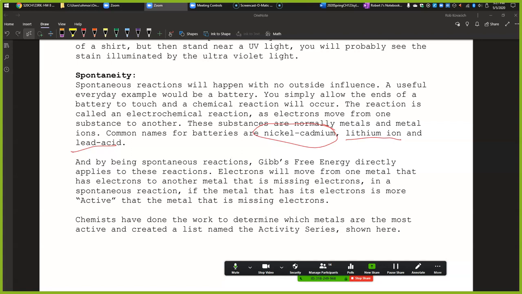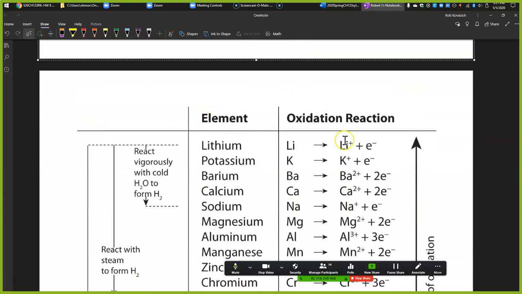So the way that Gibbs free energy is directly translated into batteries is by talking about the activity level of different metals. The activity level is easy to see if you put it into something called a series. And so here's an activity series.